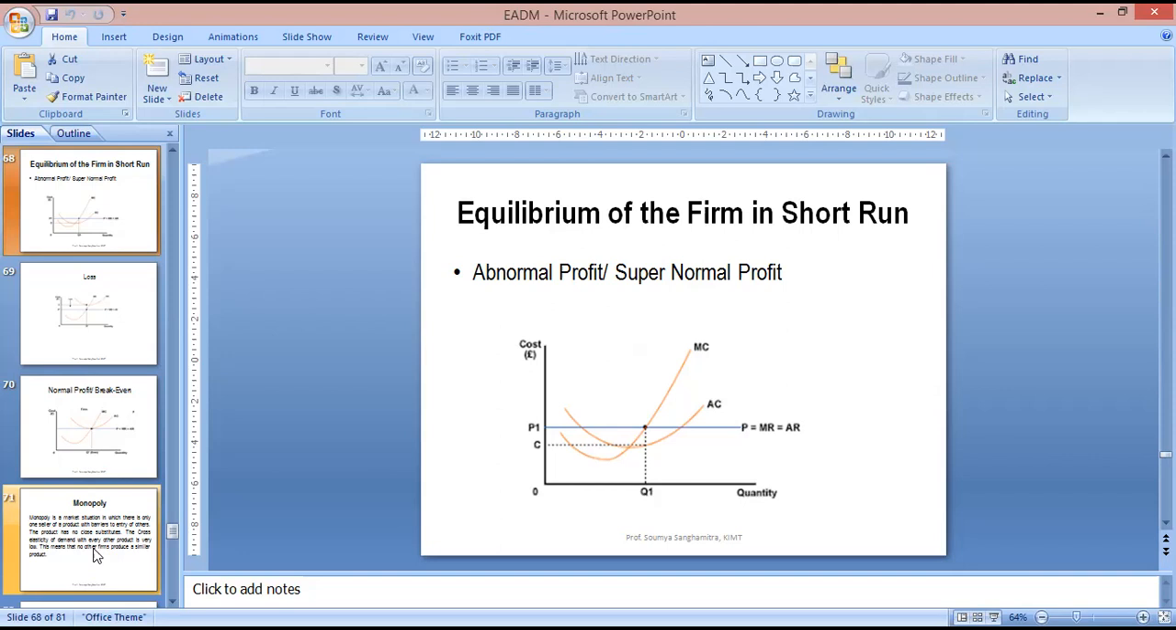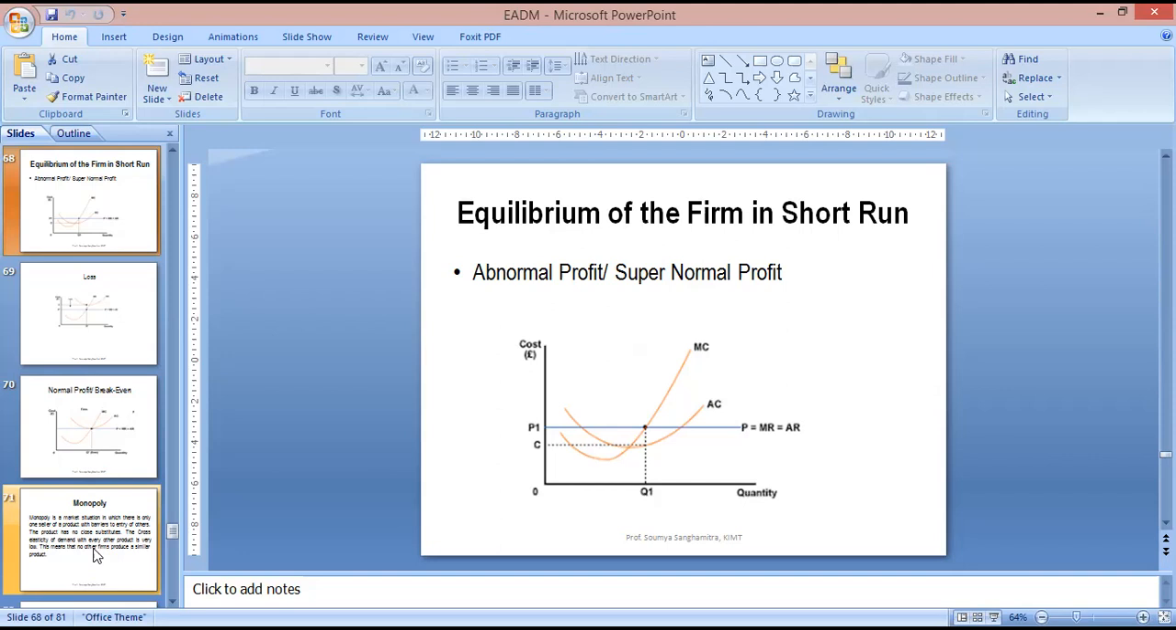Since AR is more than AC, the firm gets abnormal profit. Thus, the firm gets abnormal profit EB per unit of output, and the total profit is P1C2, that is, per unit profit multiplied by the total output.